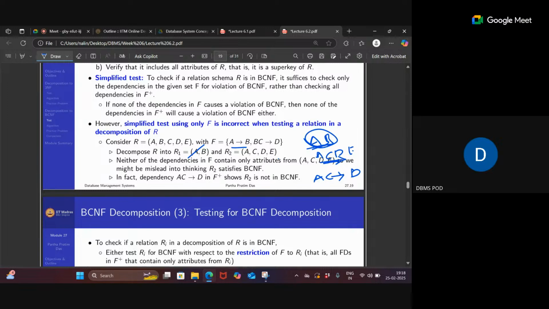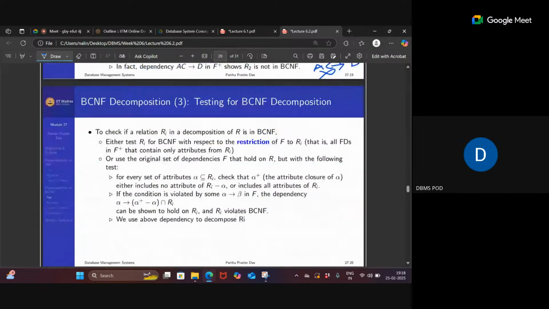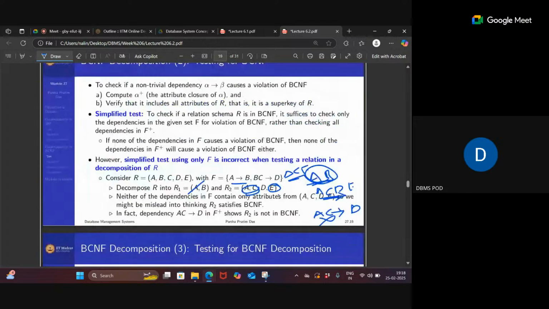Okay, what is our candidate key for this? We have E also. E is not there. So ACE is our candidate key. ACE is not there. So this is also not in BCNF. Let us understand with more examples.